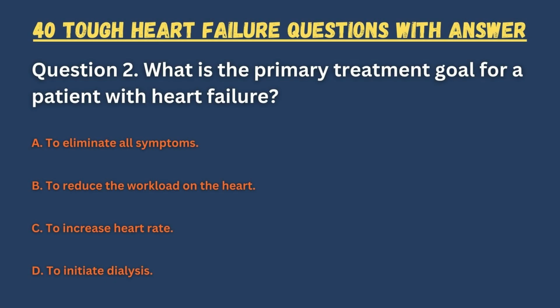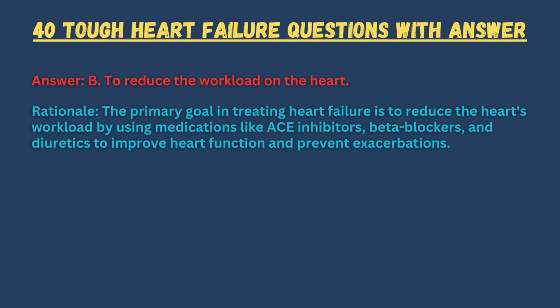Question 2. What is the primary treatment goal for a patient with heart failure? A. To eliminate all symptoms. B. To reduce the workload on the heart. C. To increase heart rate. D. To initiate dialysis. Answer: B. To reduce the workload on the heart. Rationale: the primary goal in treating heart failure is to reduce the heart's workload by using medications like ACE inhibitors, beta blockers, and diuretics to improve heart function and prevent exacerbations.